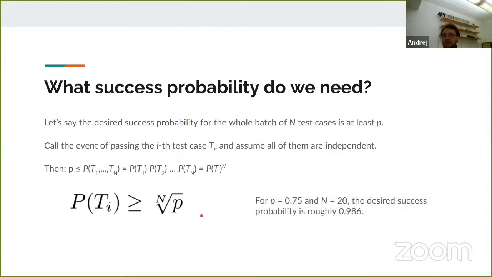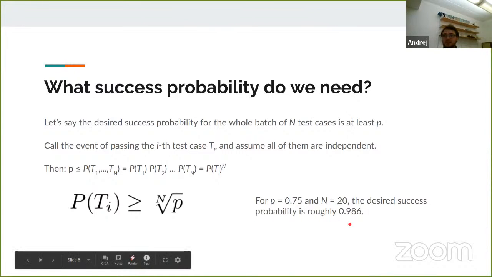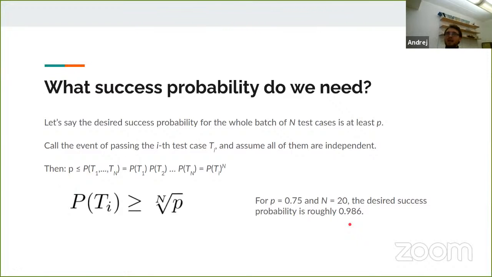So if you want to have a probability of 0.75 that you'll pass all of the test cases, and you know that there are 20 test cases, you plug these numbers into a calculator and you get that the desired success probability is roughly 0.986. So when you're dealing with a randomized algorithm that has like an 80% chance of success, if you then have to deal with even just 5 test cases, the probability of all of them passing is now not that great, actually.